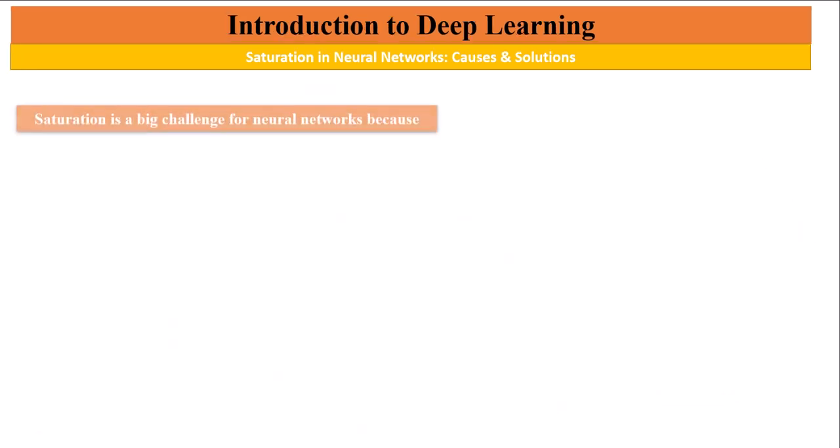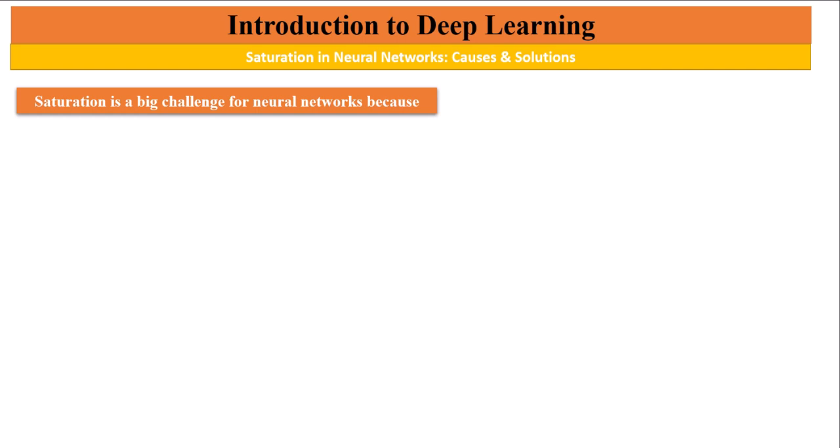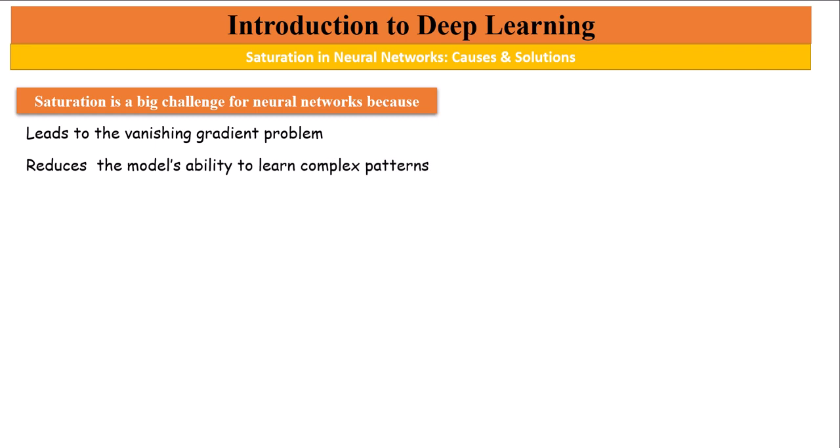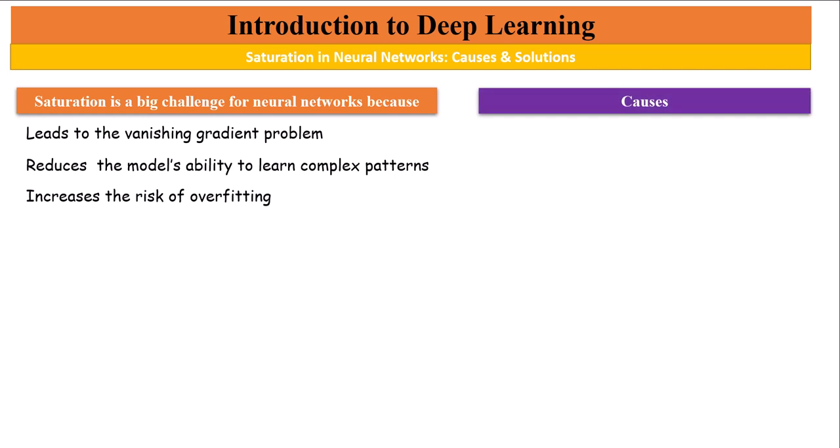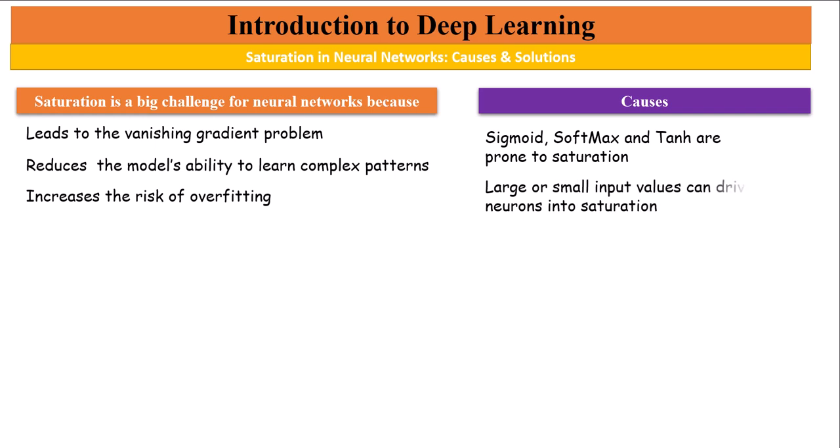Saturation is a major challenge in neural network training as it causes the vanishing gradient problem, reducing the model's ability to capture information and learn complex patterns from data. Furthermore, saturated models are prone to overfitting, which means the models perform well on training data and not on new, unseen data. Illustrating causes of saturation, the sigmoidal functions such as sigmoid, softmax, and tanh are highly susceptible to saturation, particularly when the neuron receives very large or very small input values. Additionally, extreme input values can drive neurons into saturation, regardless of the activation function used.